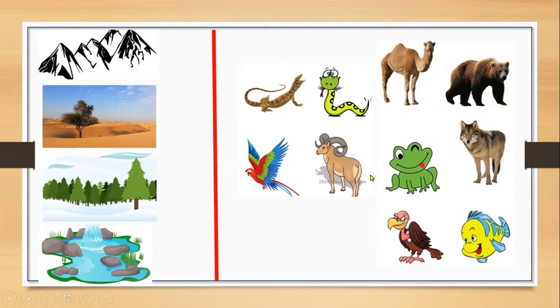For example, some snakes live in the deserts and some snakes live inside the lakes, in the water. The camel lives in the desert. The bear lives in the cold places. So you have to look at these animals and choose the environment which is suitable for them.